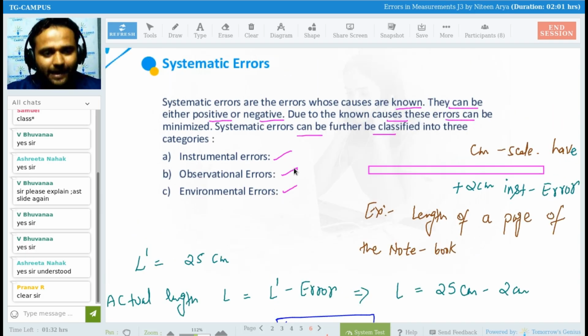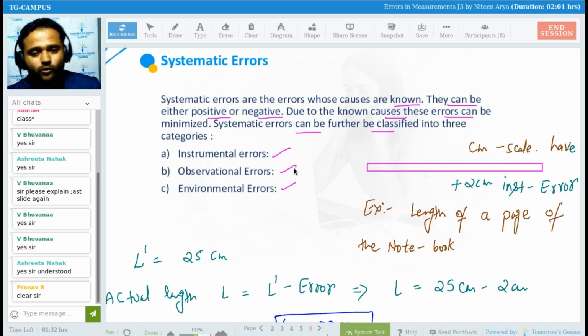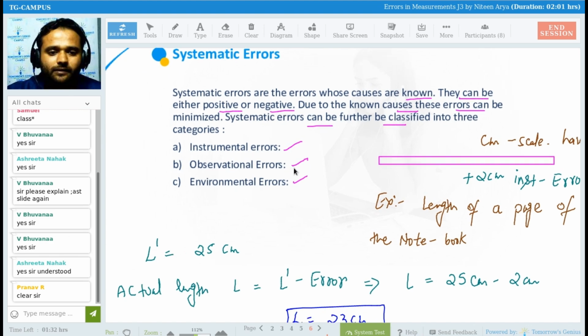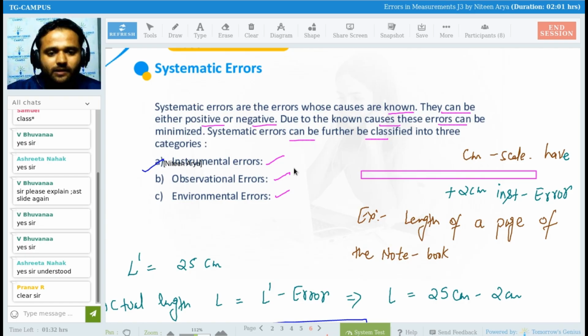So that is how you can find the actual length, because you know this particular kind of error. Is this clear? So the errors which are known to us, and we know the cause, that particular error is known as systematic error. Simple. Instrumental error. Okay, the first type is instrumental, the second type is observational.